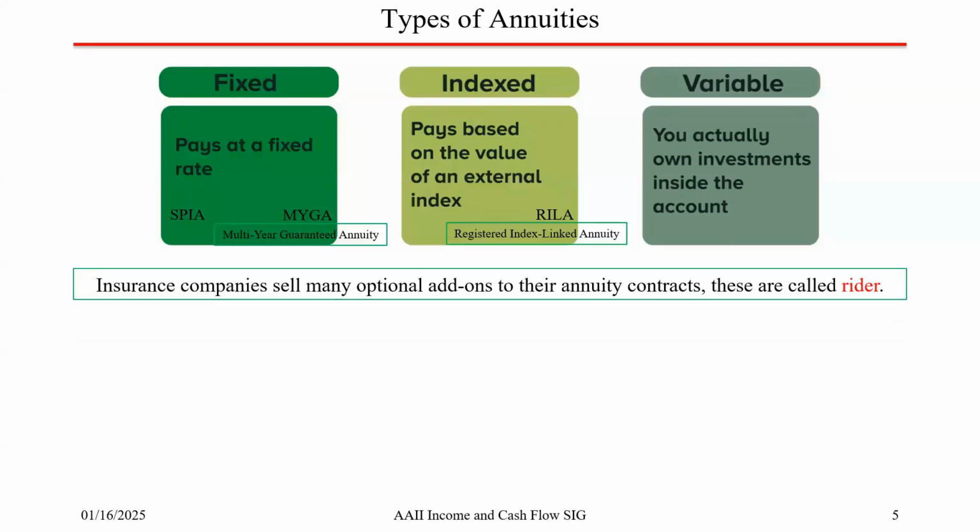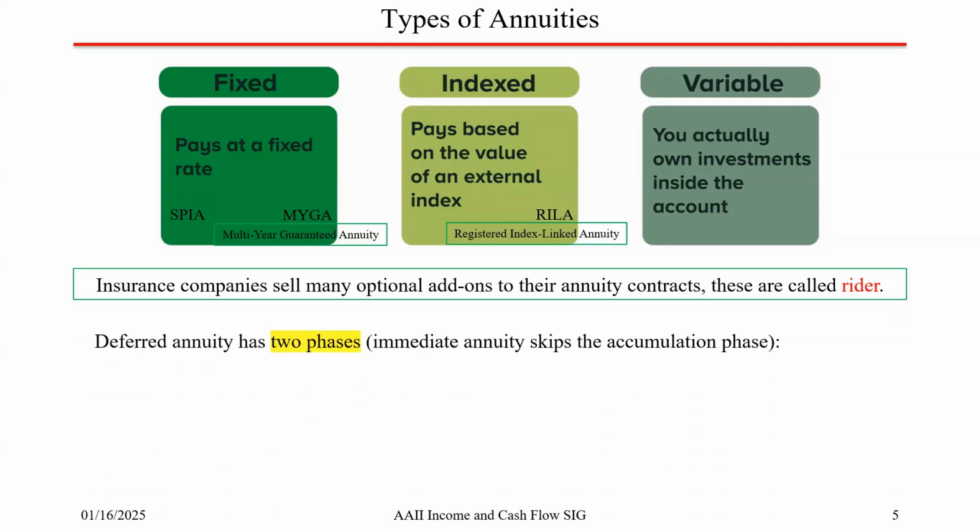You heard about a term called rider. That basically is like an add-on to your annuity contract. I look at it like when you buy a car, you get these options. A rider is the equivalent of car options on an annuity contract. So we will talk about some of them.